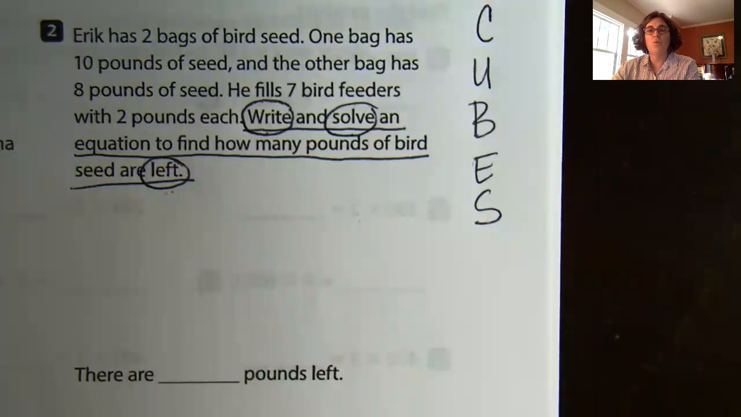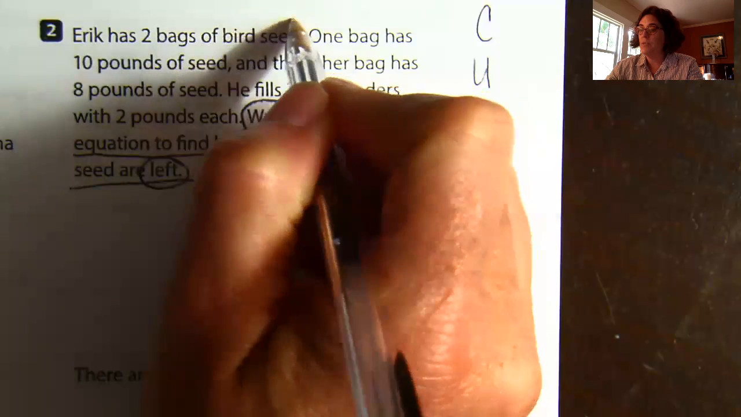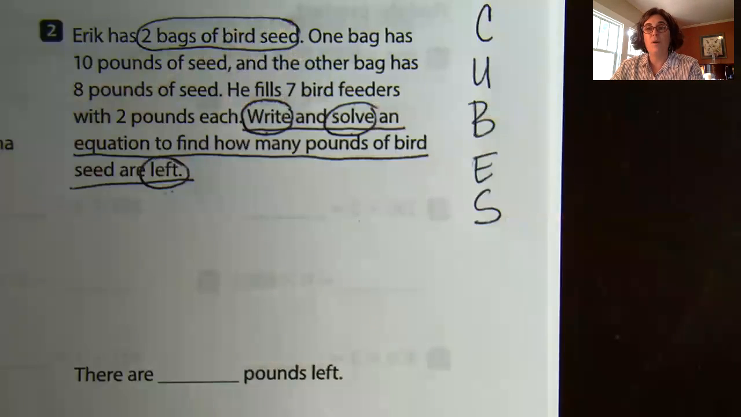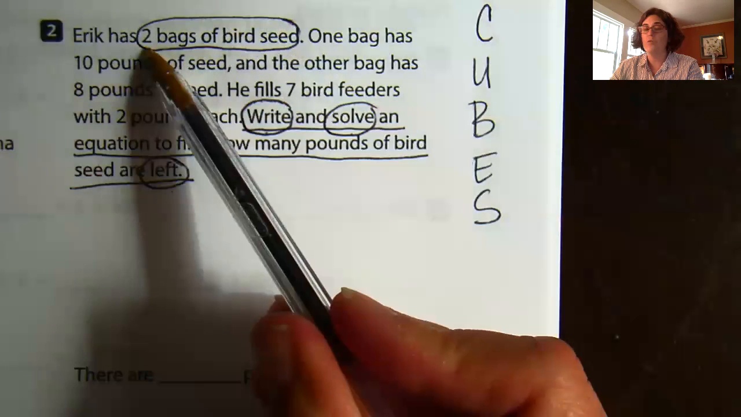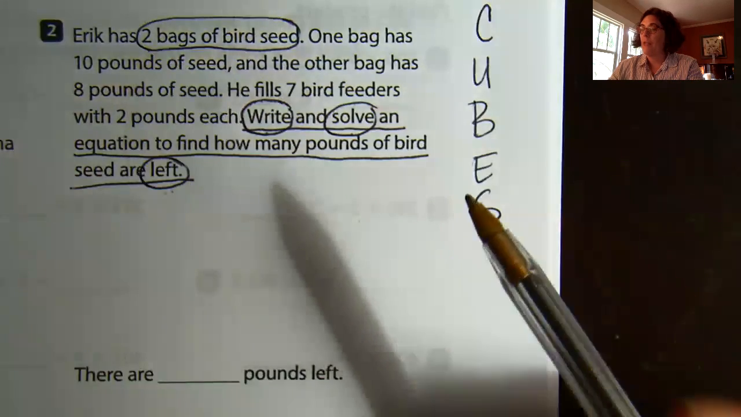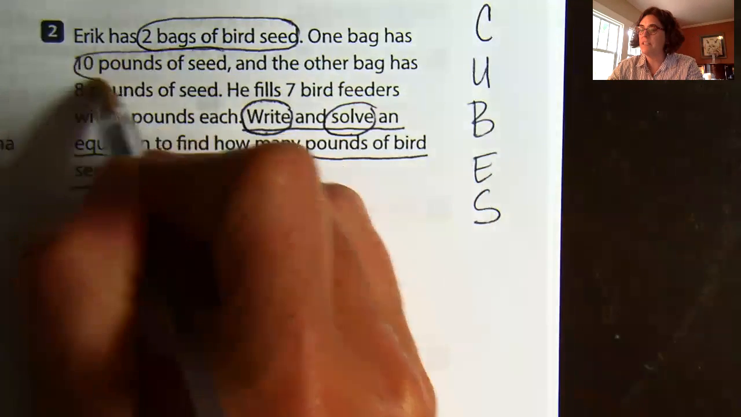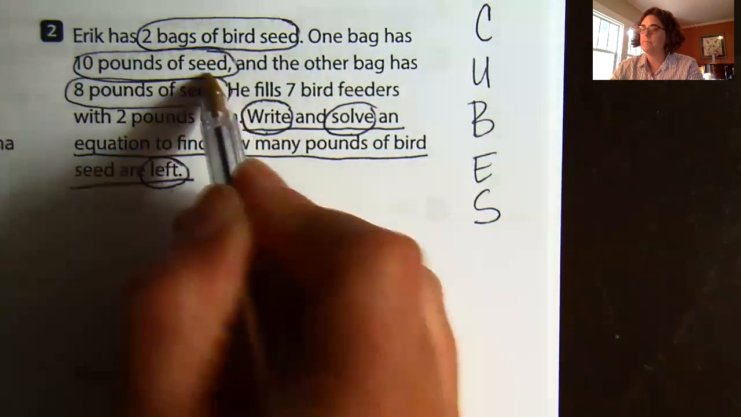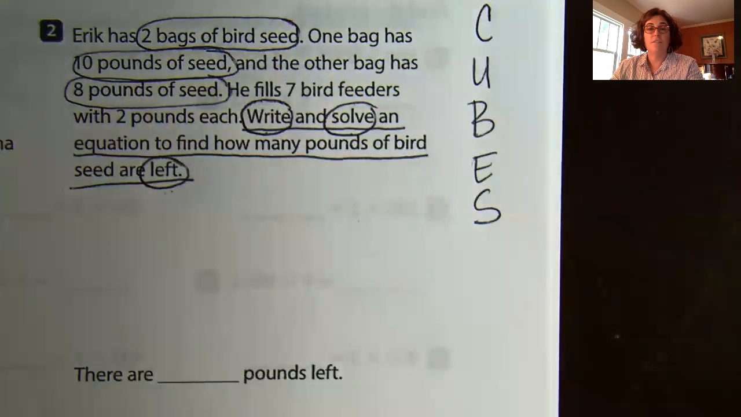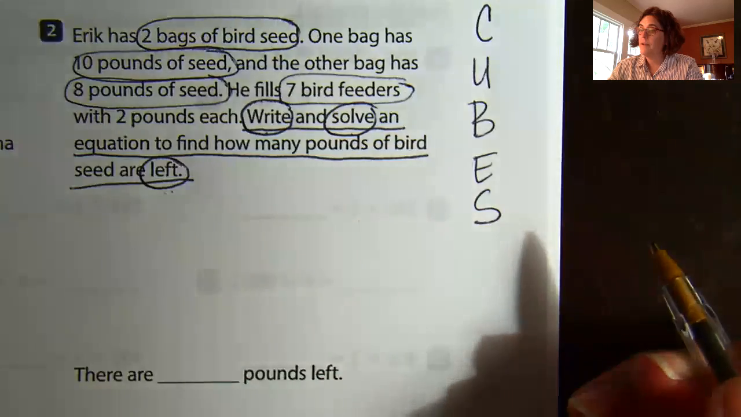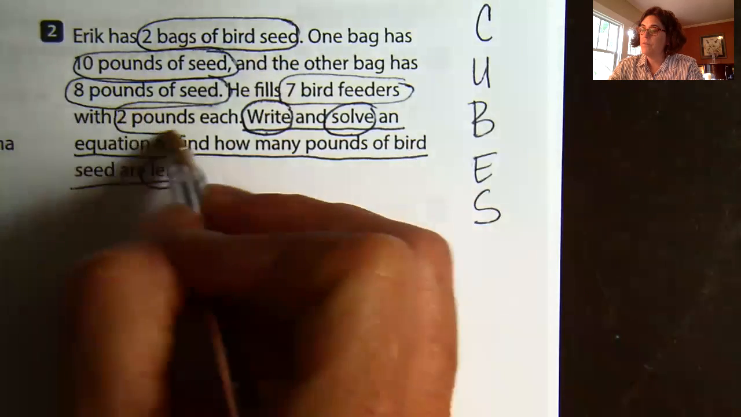I'm going to circle some important numbers. 2 bags of birdseed, and remember, we want to also circle their labels so that we know what we're circling. We're not just going to circle the 2. I need to know 2 of what? 2 bags of birdseed. One bag has 10 pounds of seed, and the other bag has 8 pounds of seed. He fills 7 bird feeders with 2 pounds. Very good.